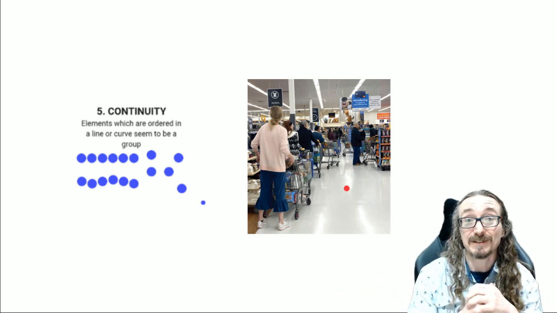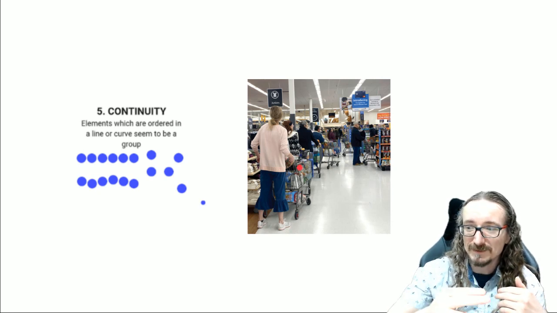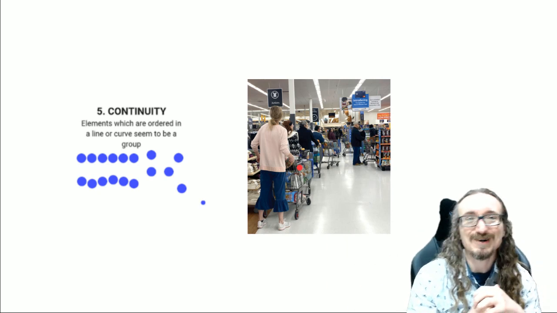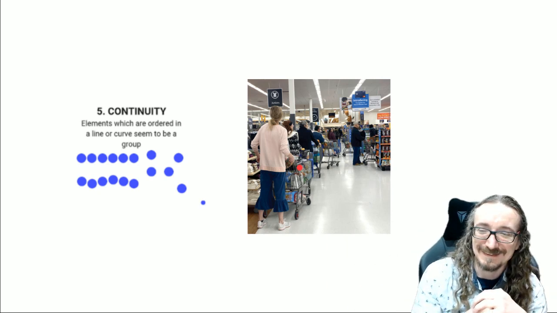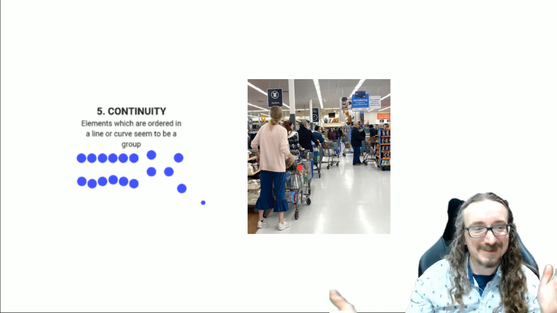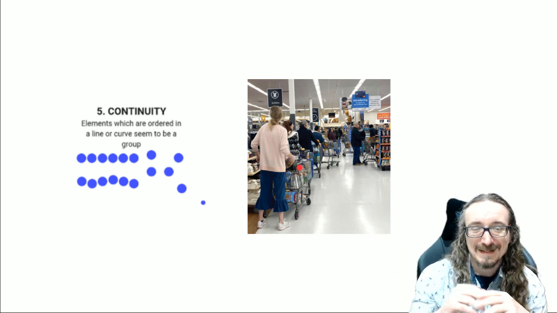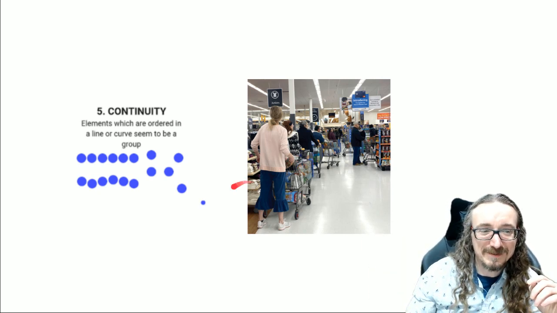So really what you're looking for is continuity. Eventually you see, okay, these people are kind of in a line, so they go together. This must be the group for this, like the two registers that are actually working. So that's the line for one, that's the line for six or whatever. That's the principle of continuity.